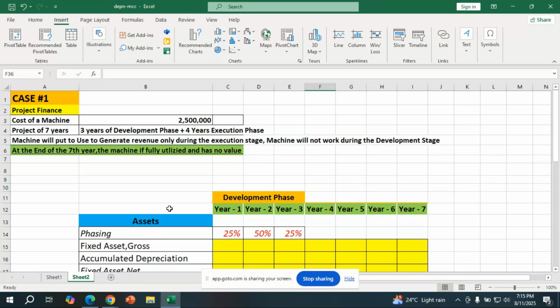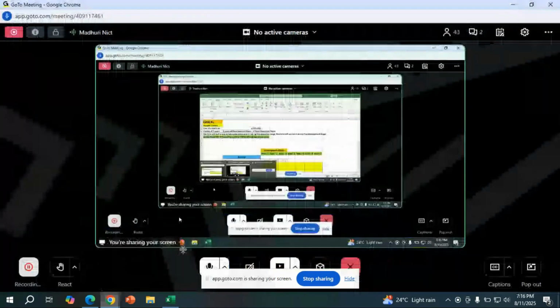Now, it has been said that machinery will be put to use during the execution stage. Machinery will not be working during the development stage. So, my question to you all is, if I have to calculate the depreciation for the machinery in this period, should I calculate in both stages, development and execution, or only for one stage? And if it is one stage, in which stage should I calculate depreciation for the machinery? Just go through once and give me your answer.